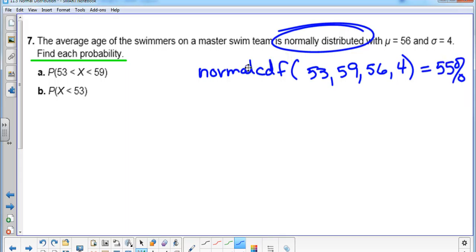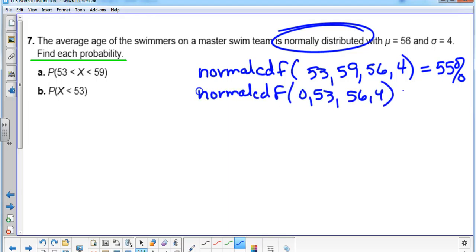Did anybody get close? What are we going to use for less than 53, though? 0 will work. Somebody already get that one? 22.66% or 23%. Okay. By the way, I do fall on the less than 53.